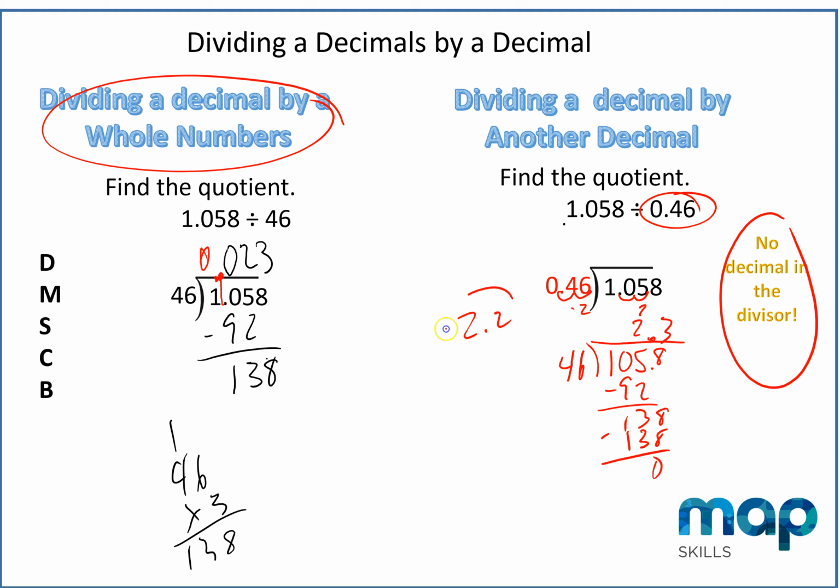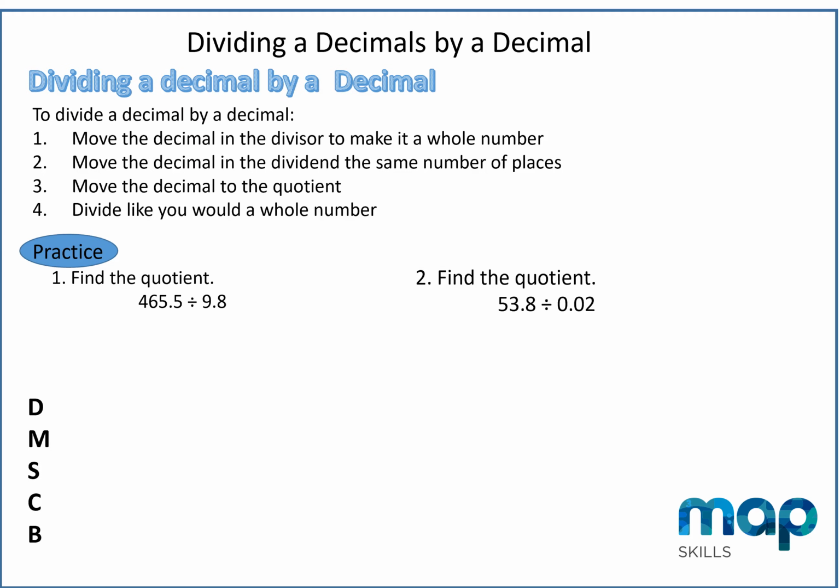Here my answer is 2 and 3/10. Here my answer is 0 and 23 thousandths. The only difference is where the decimal place is in my answer. Again, I cannot have a decimal in my divisor. I have to move it. Let's look at a few more. Here are the steps. Move the decimal to make it a whole number in your divisor. Move the decimal in the dividend the same number of places. Move your decimal up to the quotient and divide like you would a whole number. Sounds like a lot, but it's really not.